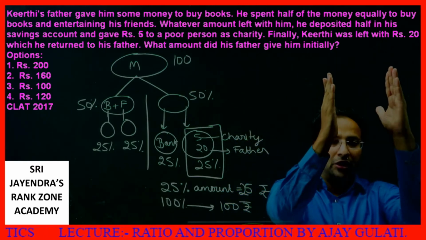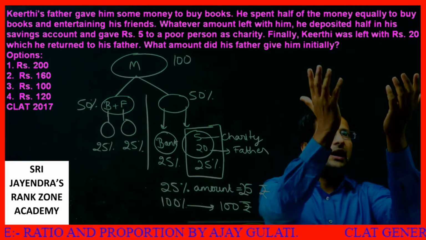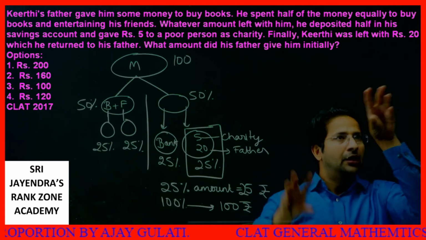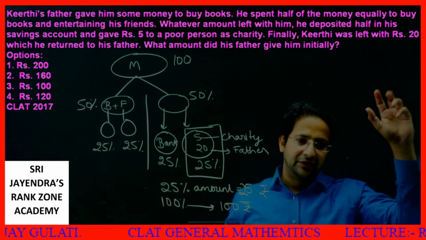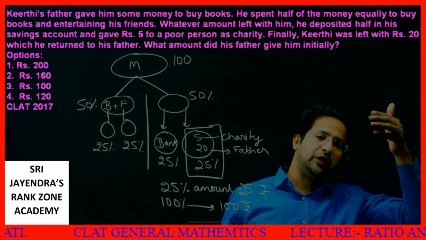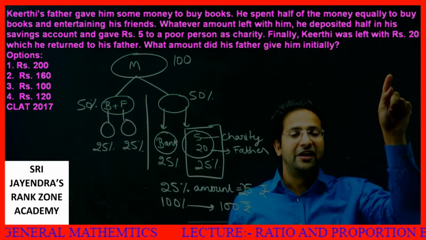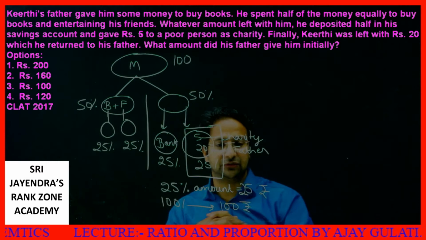This is 50 more. Out of this 50 more, what did he do? This also he divided into two parts. This is the first part. This first part he deposited into the bank. The second part, out of the second part, what did he do? He gave 5 rupees in charity, plus the remaining amount was 20 rupees. 20 rupees he returned back to his father. So what I can say, 5 plus 25 constitute this 25%. So you get the answer this way.